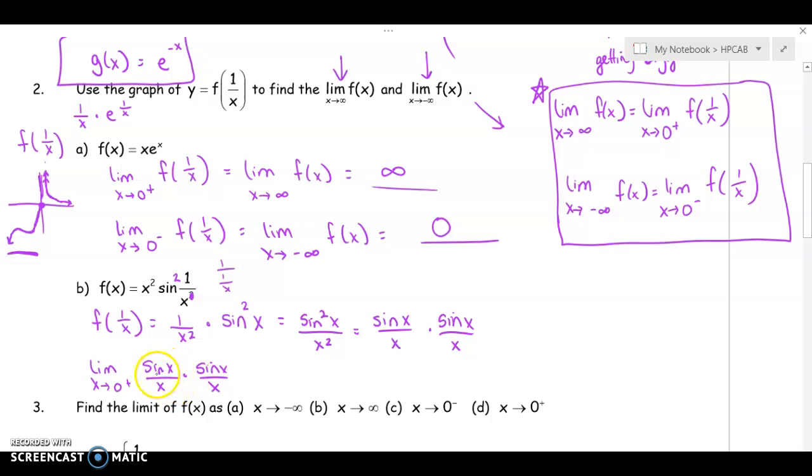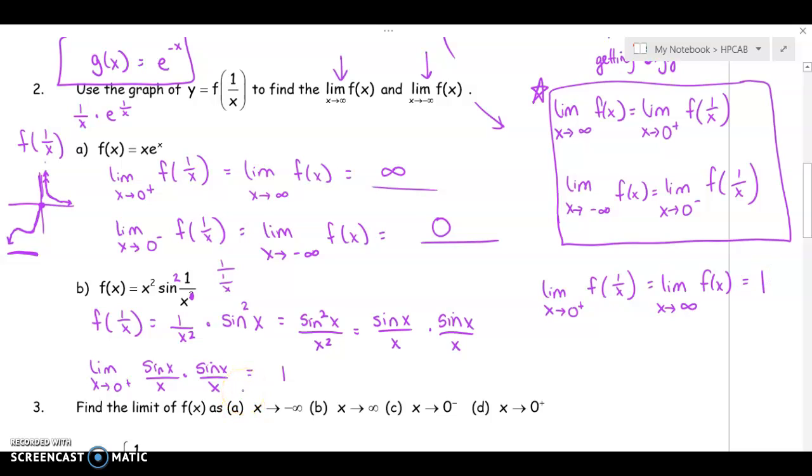So we're doing really 1 times 1. It's going to end up equaling 1. All right, so the limit as x approaches 0 from the right of f of 1 over x is going to be the same thing as the limit as x approaches positive infinity of f of x, and that's going to equal 1.